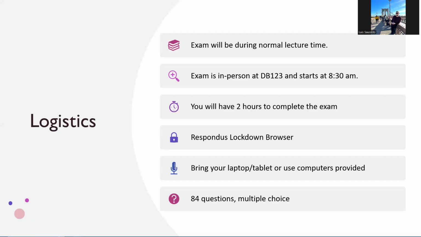Biggest thing for the exam, just remember, is it's going to occur next week during your normal exam time. So coming in 8:30 a.m., you'll have 2 hours to complete the exam. You can bring your own laptop or tablet, or if we don't have that, we do have laptops available for you. We'll be using Respondus Lockdown Browser for this, and it's all multiple choice, so no short answer questions. You'll take the final exam, you'll have your final grade, and then you'll know what you got in the class.